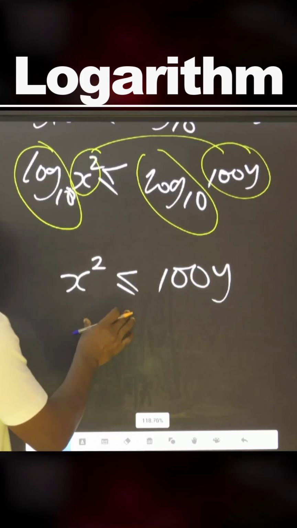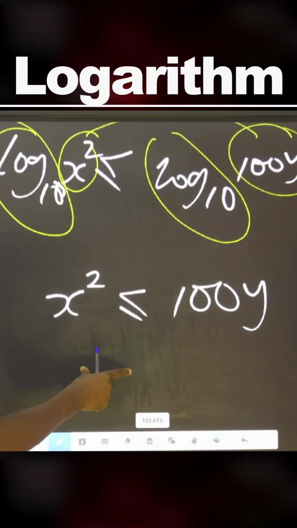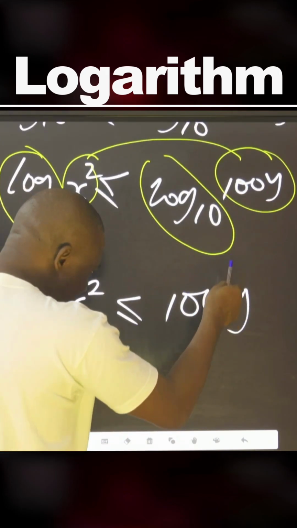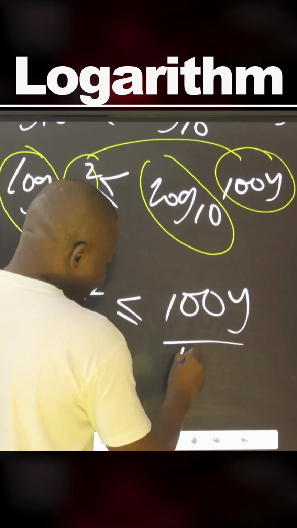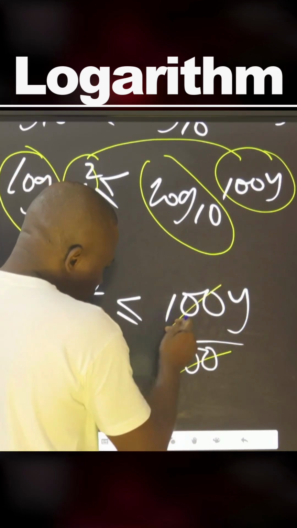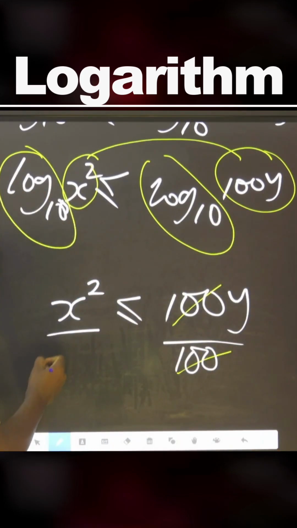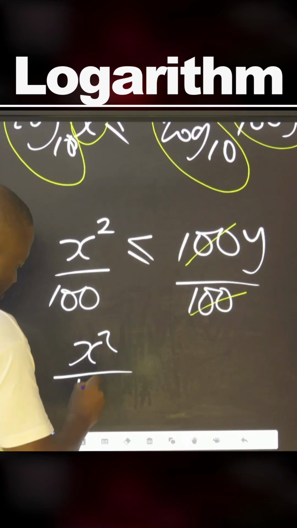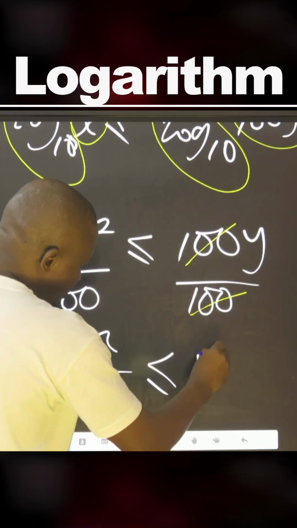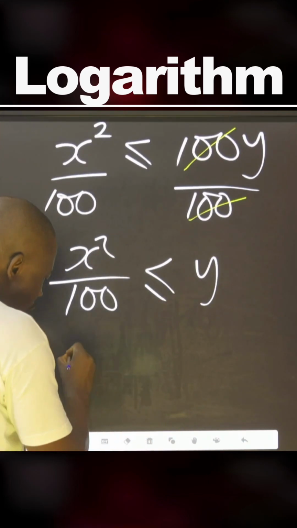We are looking for y, so y should be alone. So what we need to do now to have y to remain alone is to remove this 100. How do you remove 100 from here? By dividing by 100. Because you divide this side by 100, you must also divide this side by 100. So we have now, this is the answer, or you can do like this.